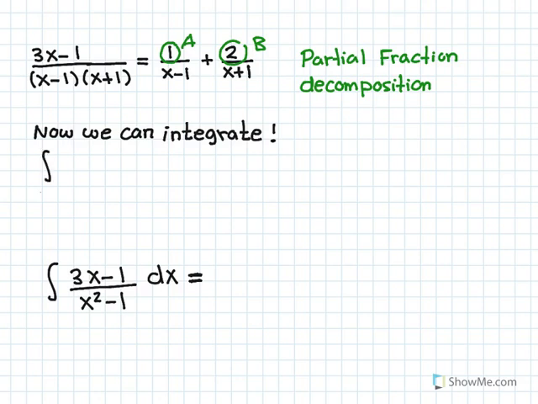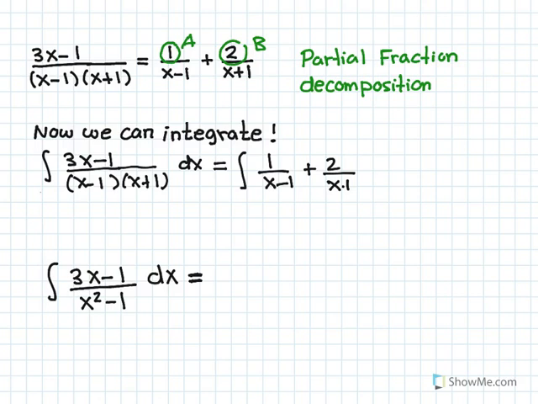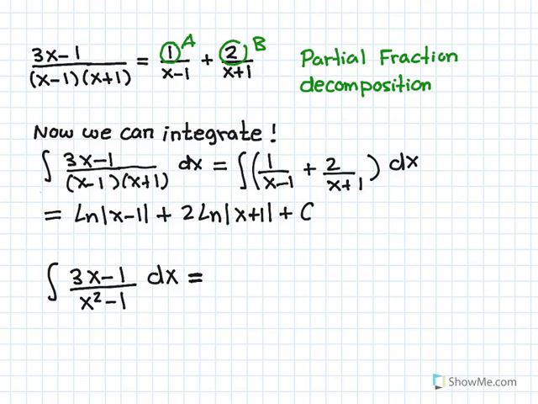We have the integral of 3x minus 1 divided by x minus 1 times x plus 1 with respect to x. We applied partial fraction decomposition and we solved for a and b, and we got 1 over x minus 1 plus 2 over x plus 1. Now we integrate term by term. What is the integral of 1 over x minus 1? That's going to be log of x minus 1. What is the integral of 2 over x plus 1? That's going to be 2 times log of x plus 1, plus the constant c. So what we have shown is that the integral of 3x minus 1 divided by x squared minus 1 dx, using the partial fraction technique, is log of x minus 1 plus 2 times log of x plus 1.